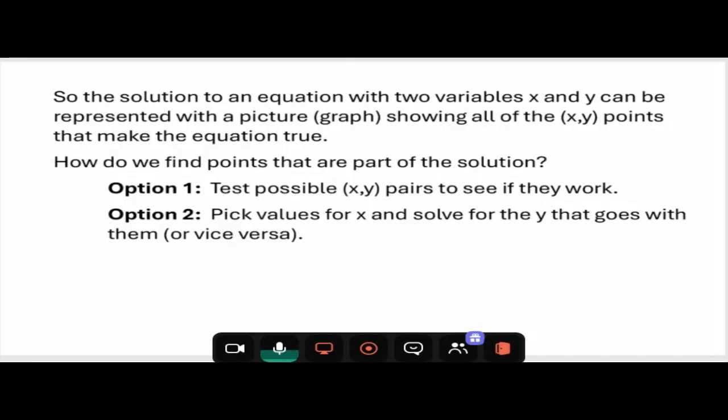People struggle with this a little bit because they say, how come I can just pick any numbers I want? You can pick any one of the numbers that you want, either the x or the y, and then you specifically find the other one that goes with it. So you pick an x, find a y that goes with it, or vice versa, and you will get a point that is on the line.